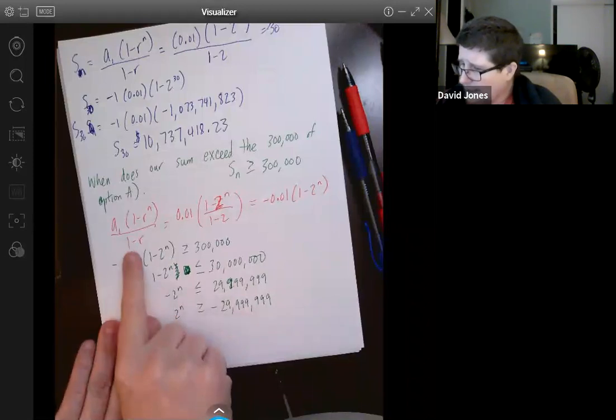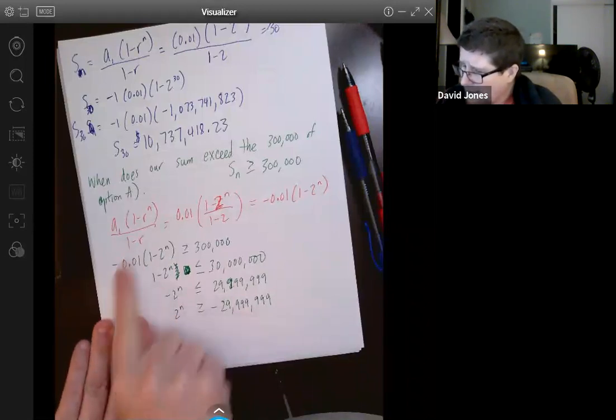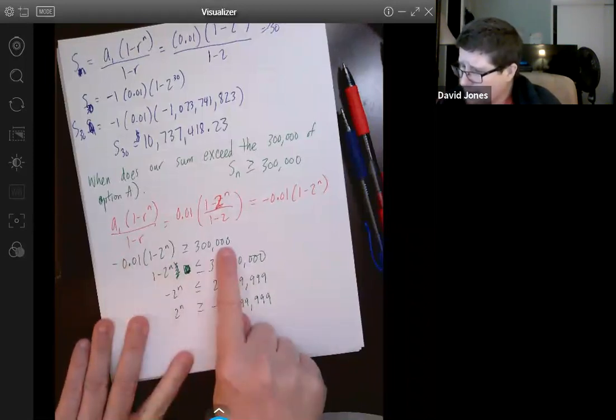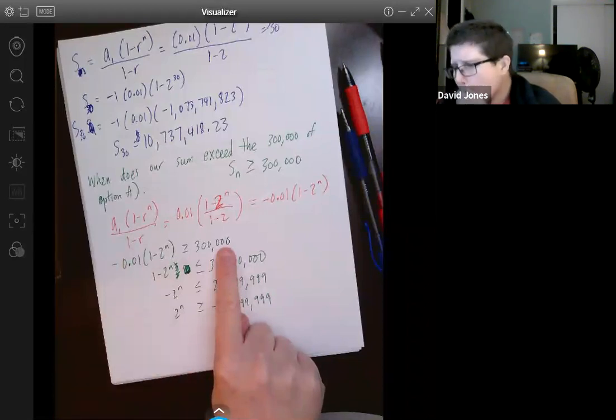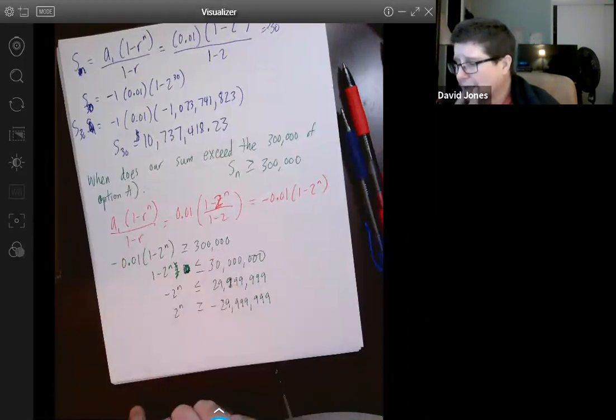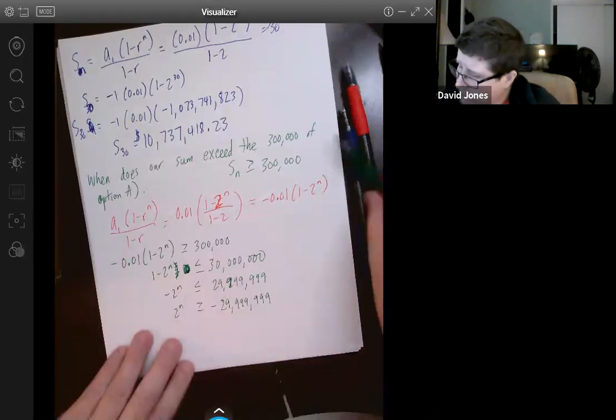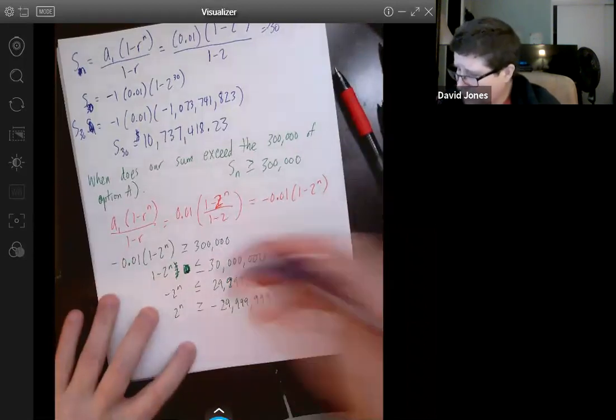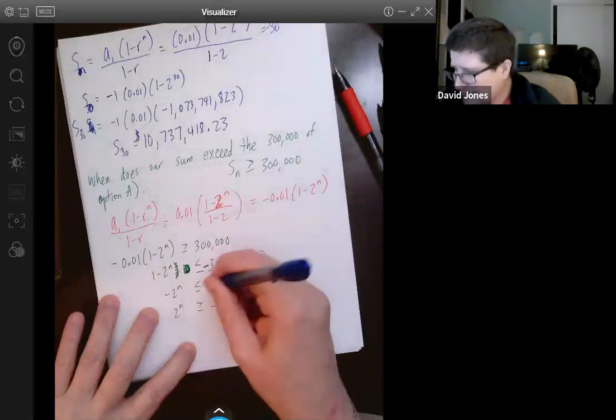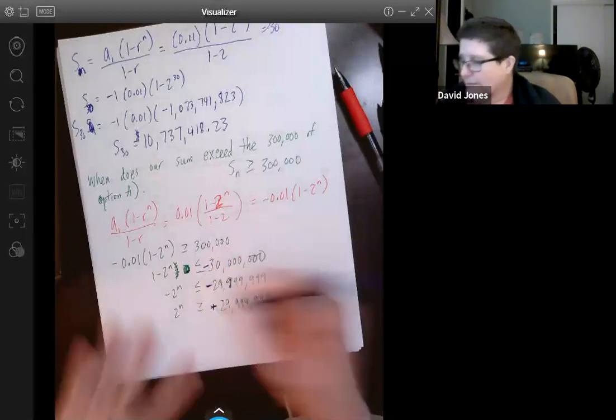That's S sub n. That has to be greater than 300,000. Oh, I divided by negative 0.01. That would have made that negative. That's negative. That becomes positive. That's where I went wrong.